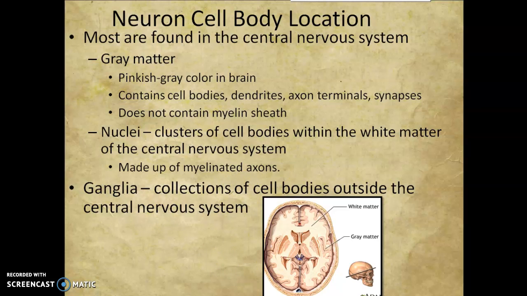And then there's this word I want to introduce to you now, we'll get into it more later, called ganglia, and that's collections of cell bodies outside of the central nervous system. So a lot of the peripheral nervous system is going to be referred to as ganglia. That's where the neurons for the PNS are.